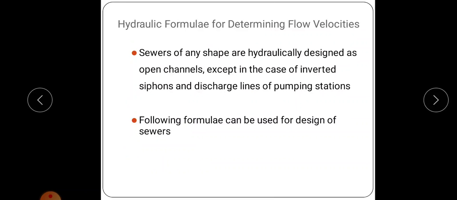Next topic is hydraulic formulas for determining flow velocities. Sewers of any shape are hydraulically designed as open channels, except in the case of inverted siphons and discharge lines of pumping stations. So usually these sewer pipes are designed as open channels, and in fluid mechanics we have studied open channel flow, Manning's equation, Chezy's formula, etc. That same formula is applied here for designing the sewers. So we can discuss some of the formulas.